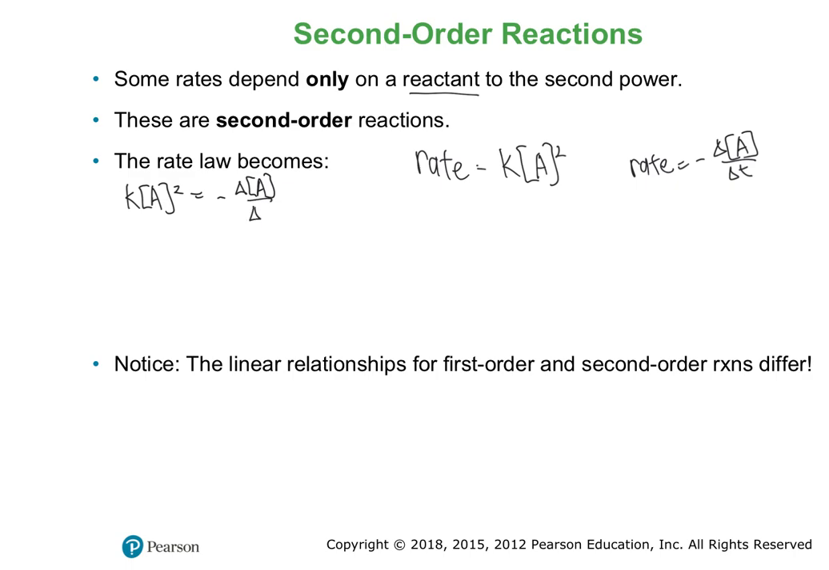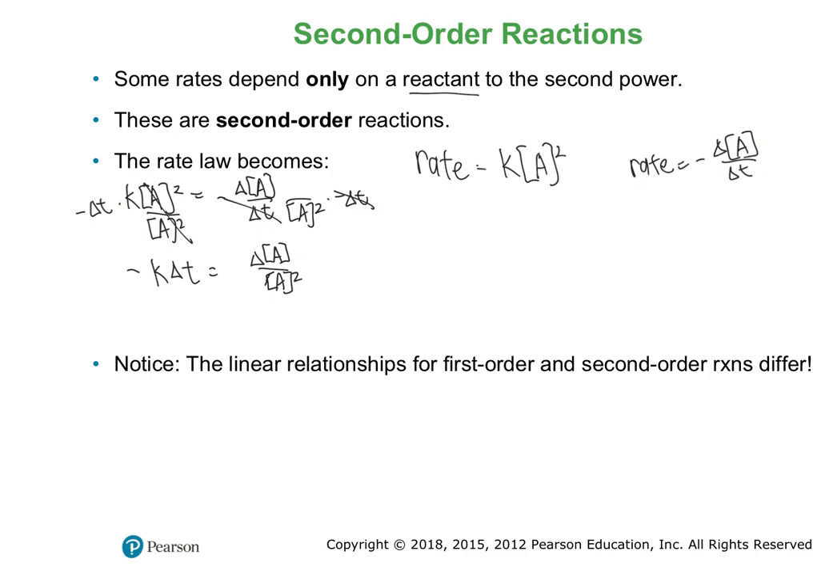We're going to move all of the A parts over, so divide by A squared on both sides. I'm going to multiply by negative delta t on both sides. All right, so that goes away. And so we end up getting negative k delta t equals change in A over the concentration of A squared.